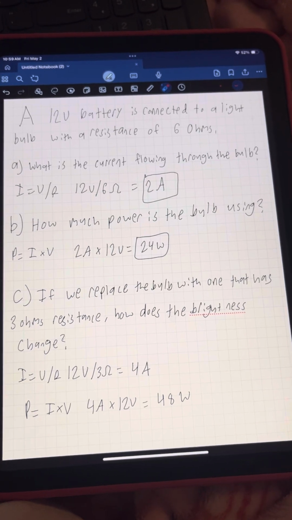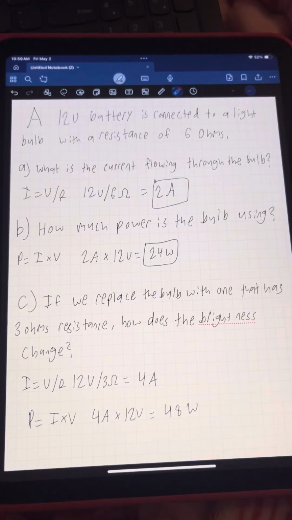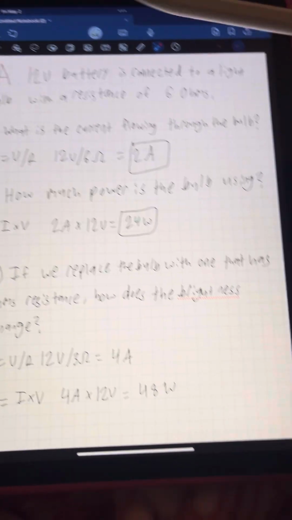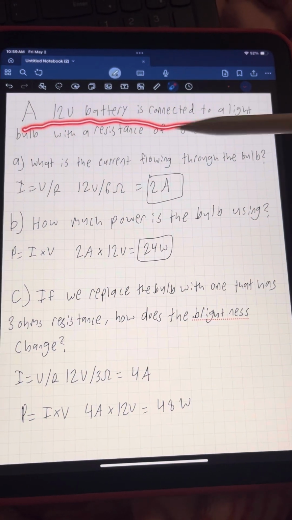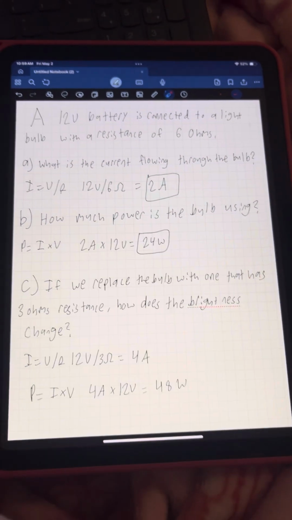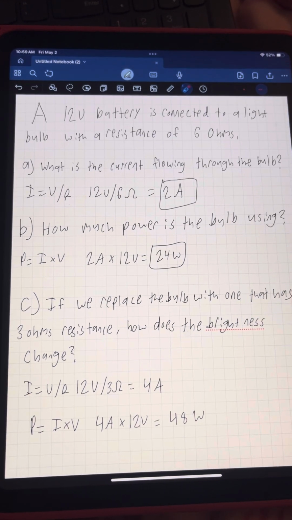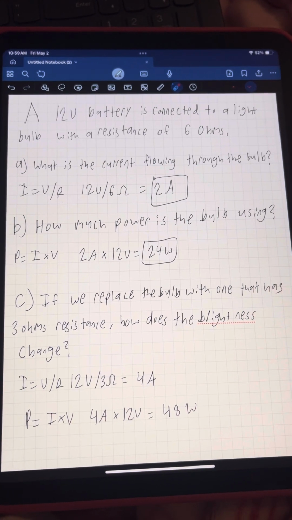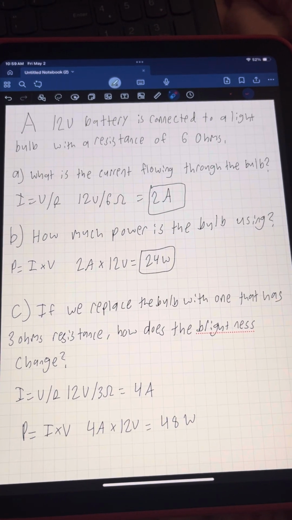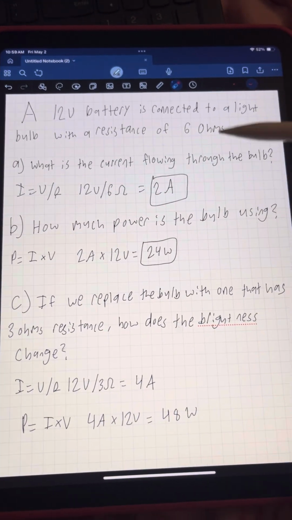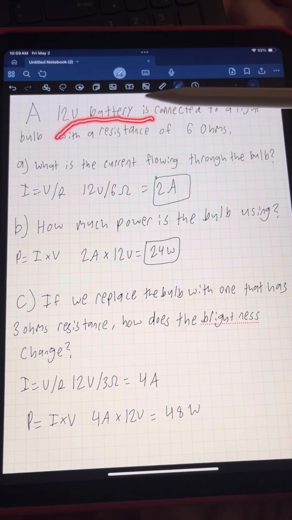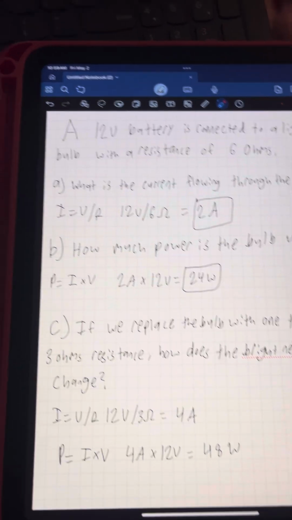To start, I have this problem that helps us figure out an everyday situation. We have a 12-volt battery connected to a light bulb with a resistance of 6 ohms. If you think about it, this can be like an everyday light bulb, with a resistance of 6 ohms and a 12-volt battery. Those are the important starting values for us.